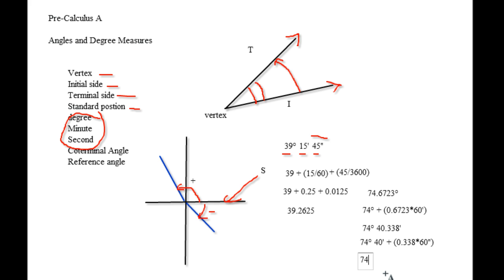So 74 degrees, 40 minutes, 20 seconds. Well, it would actually be 20.28 seconds. Okay, and it's okay to leave that last one at the decimal because it's not going to be the end of the world, and it actually gives an accurate position. Okay, so that's how you actually work with that one.